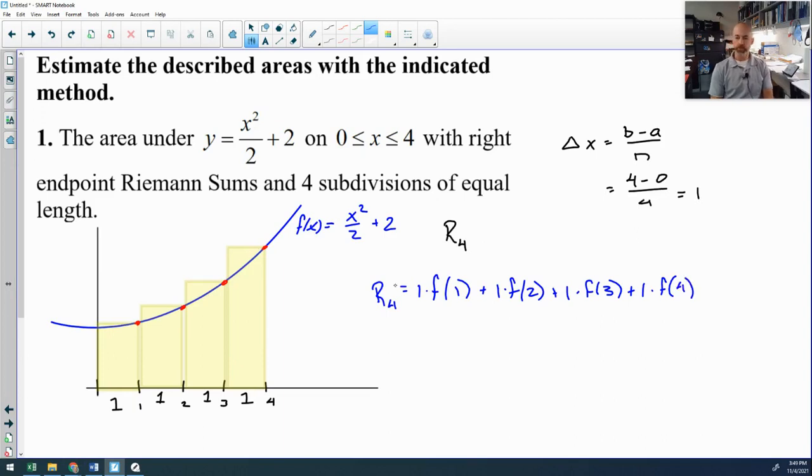And then my last rectangle has a base of 1 and a height of the function's value at the x-coordinate of 4. And this looks really silly because I wrote 1 times all of my heights, and I'm even going to be silly again. I'm going to factor out the 1 because my delta x is the same. F of 1 plus f of 2 plus f of 3 plus f of 4.